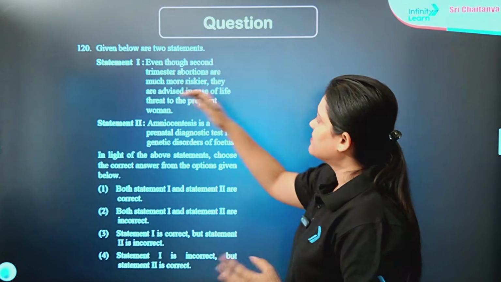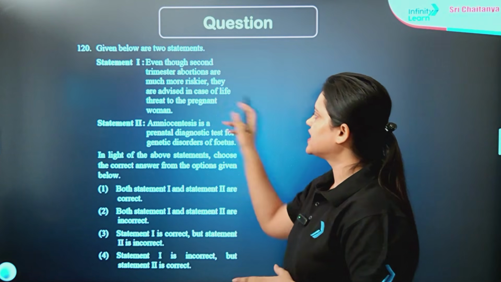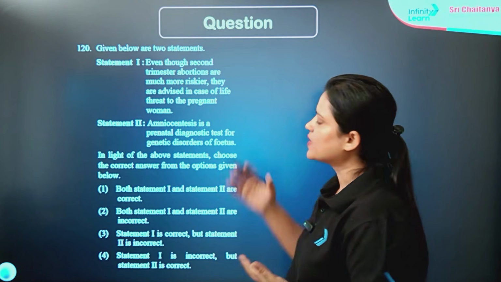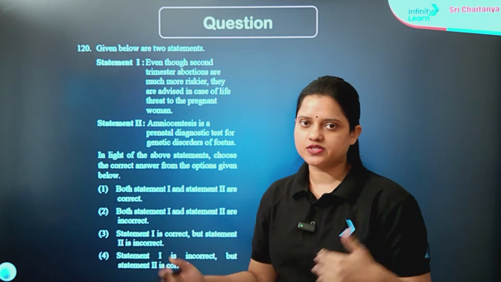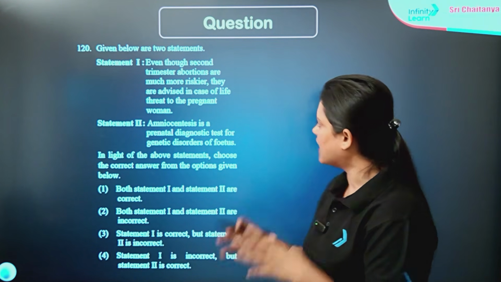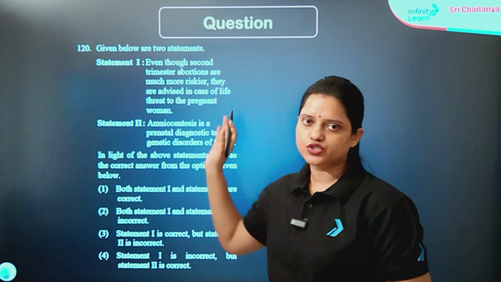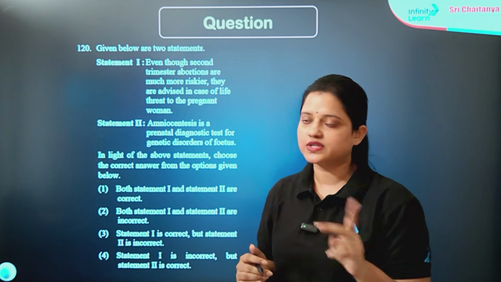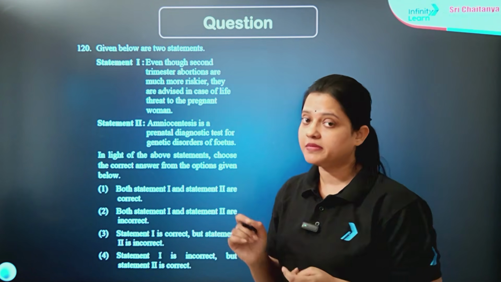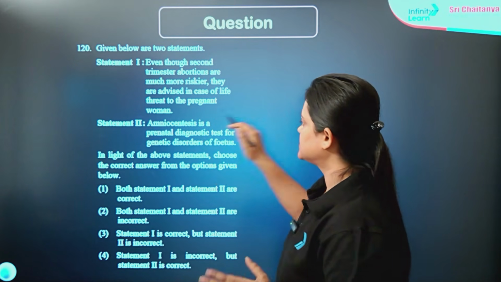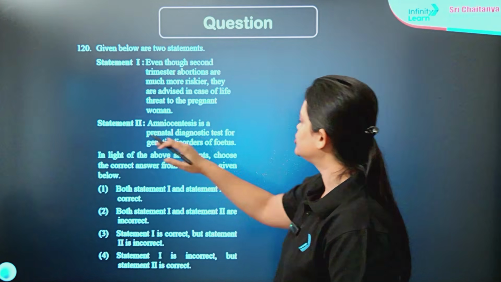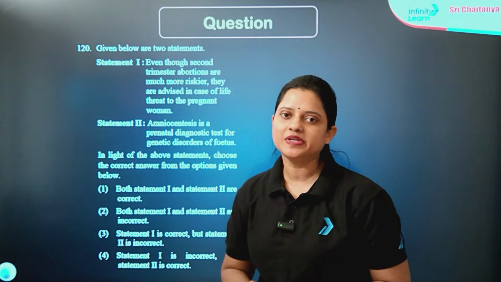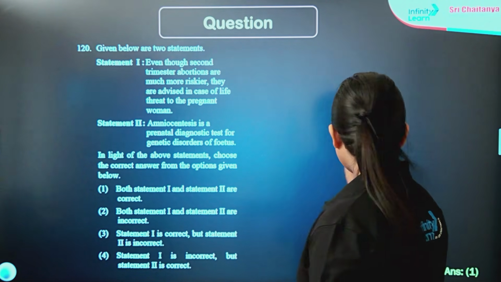Next, even though second trimester abortions are much riskier, they are advised in case of life threat to the pregnant woman. Yes. In the first trimester, the MTP is quite safe, but in the second trimester it is not safe, but still it can be done if there is a risk to the pregnant female. So that's true. And yes, the advice of 2 medical practitioners is required, right? Based on the MTP Amendment Act. So that's true. Now, amniocentesis is a prenatal diagnostic test for genetic disorders of the fetus. This is also true. Both the statements are correct. So the answer here will be 1.